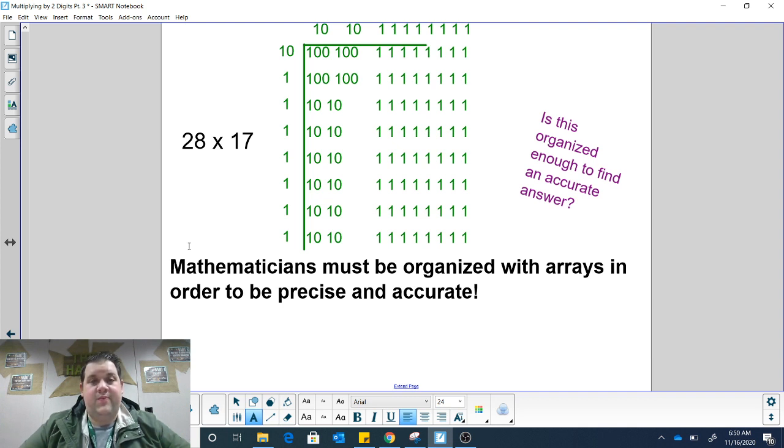All right, so this one is much more organized. We see all those numbers lined up in a really neat way. We also see that the numbers are lined up with the numbers on the outside of the array. So 10 times 10 is 100. It's right there lined up with those two 10s. Again, 10 times 10 is 100, lined right up with those 10s.